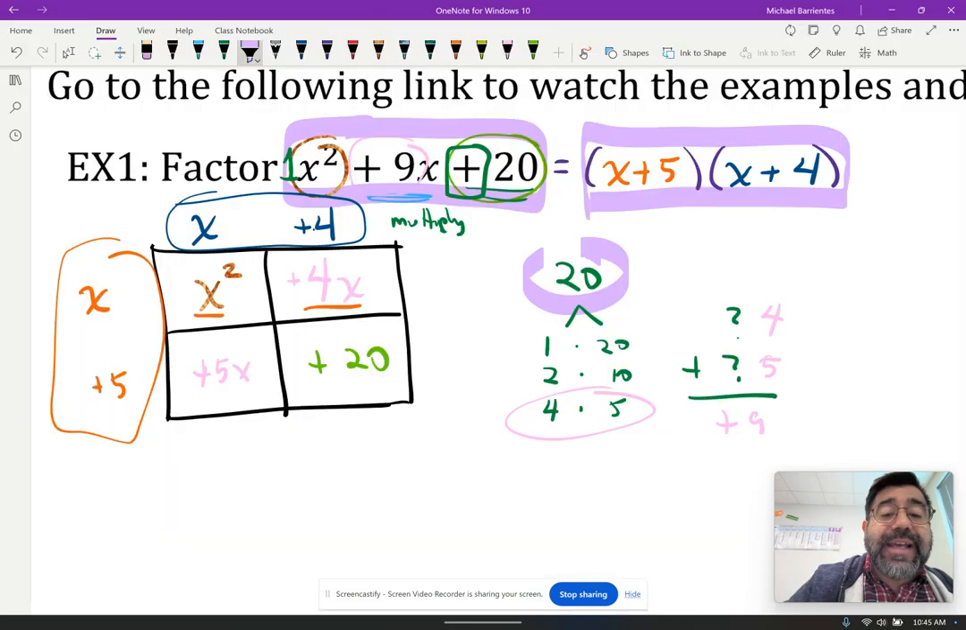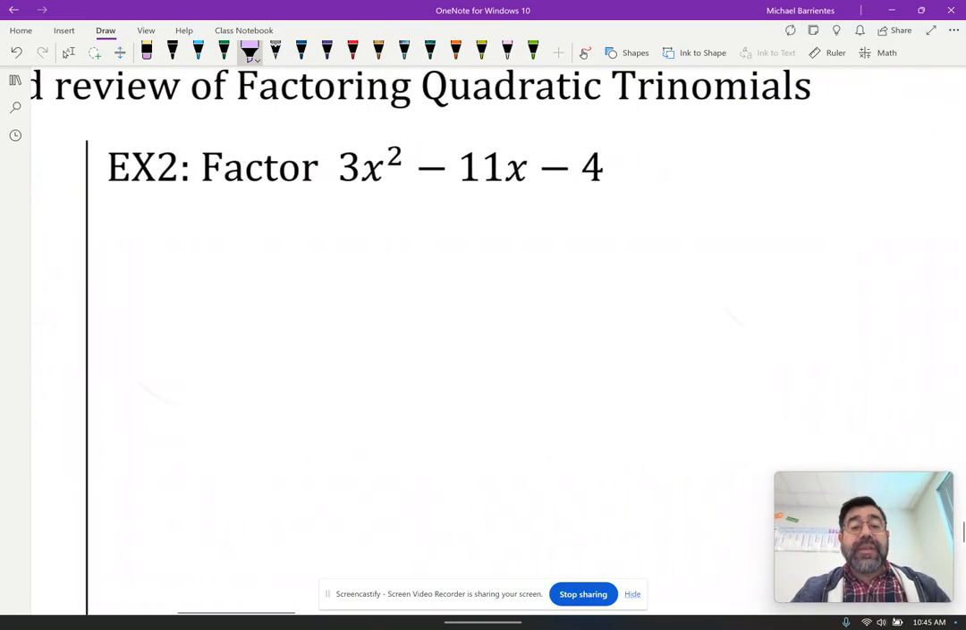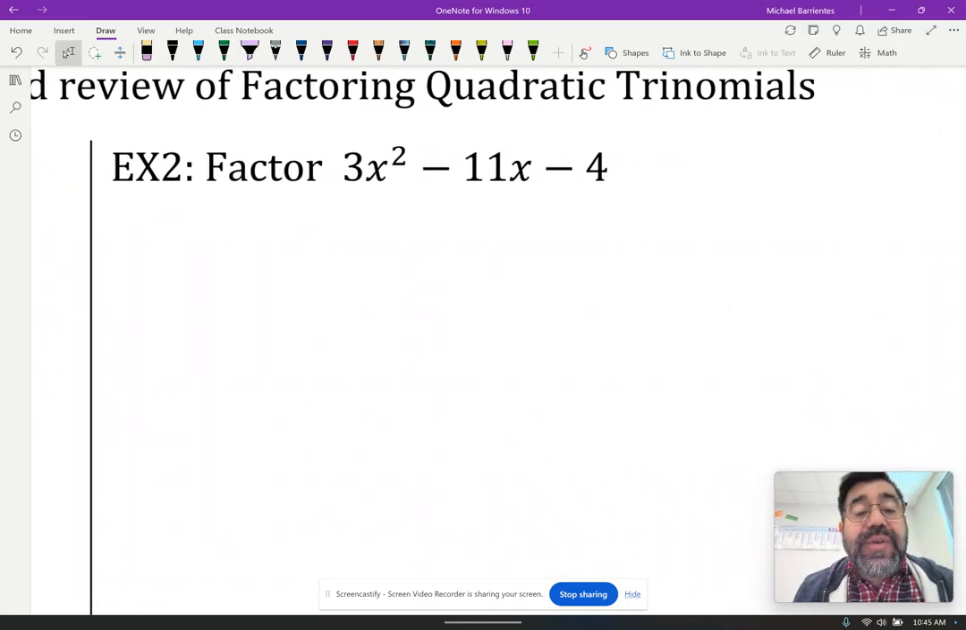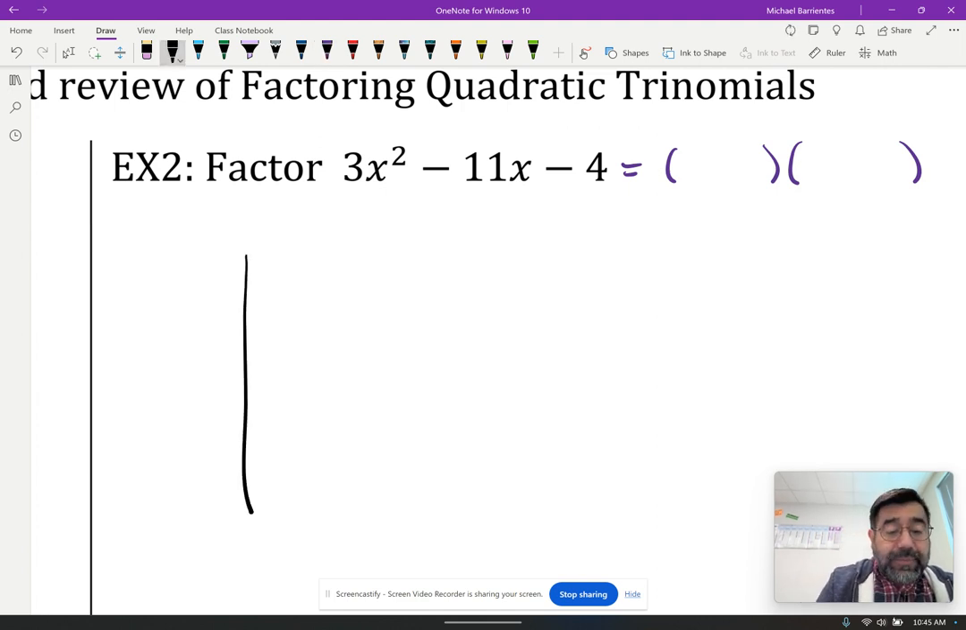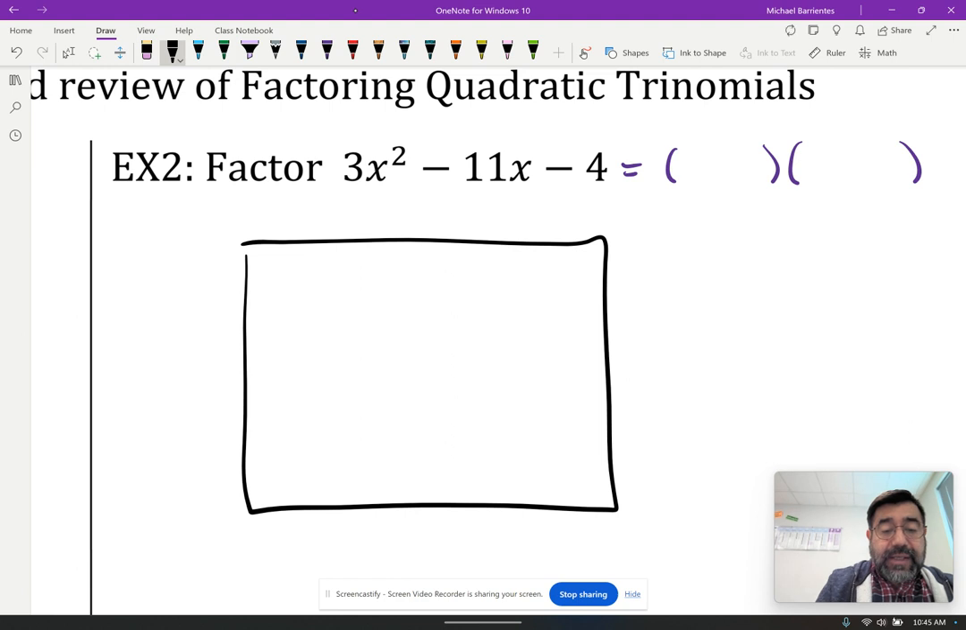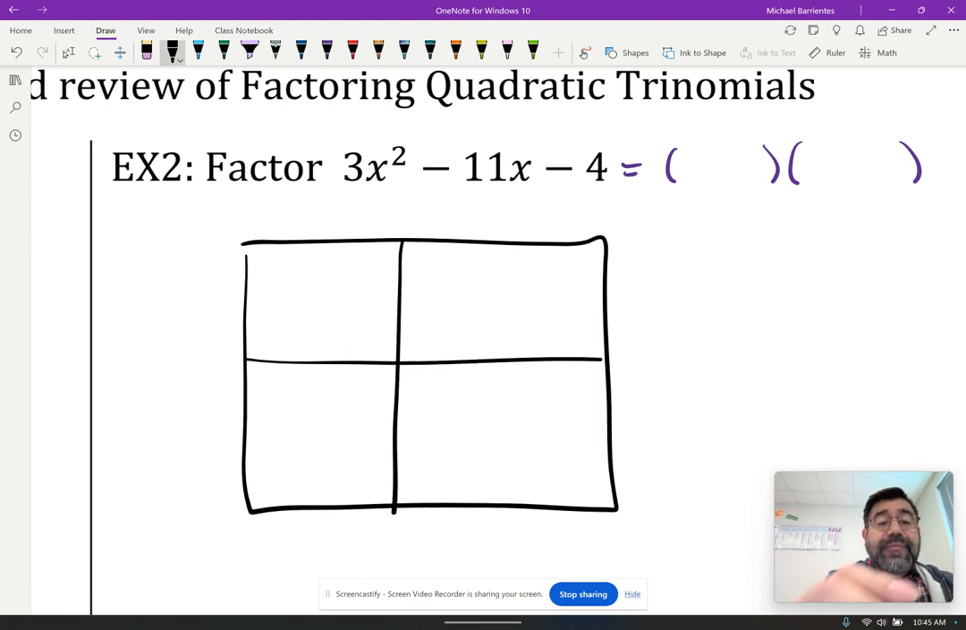And so we're going to try that here when we do example number 2. So I'm going to try to factor 3x squared minus 11x minus 4. What does that mean? That means that I'm looking for two binomials, two things in parentheses, that when I multiply them, give me 3x squared minus 11x minus 4. In order to do that, I'm going to build a box, and I'm going to do 4 squares. In the first square, I'm going to write the first thing.